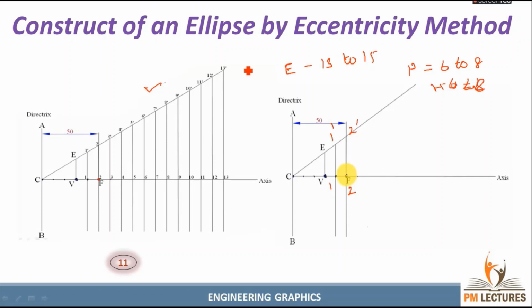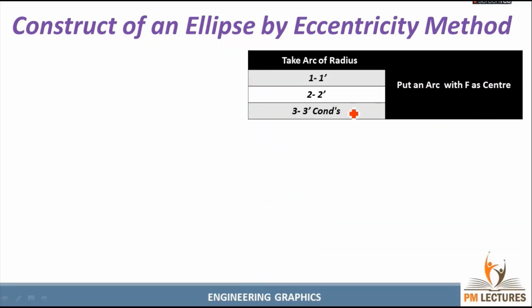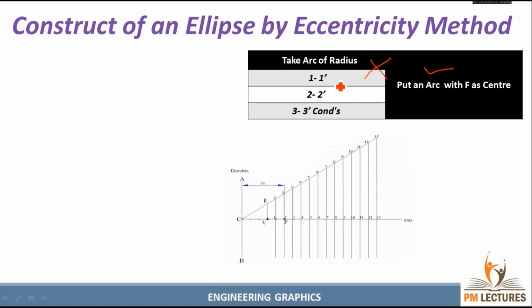So after this, give the names. Then you need to draw the arcs, taking the distance 1 to 1 dash, with F as center. This diagram is not required, I put it here for understanding purposes. So let's see now. The first step, we need to measure the distance 1 to 1 dash. 1 is here, 1 dash is here. Use your compass, measure this distance 1 to 1 dash and put an arc with F as center. So keep one leg of your compass here and put an arc for the distance 1 to 1 dash here and here.